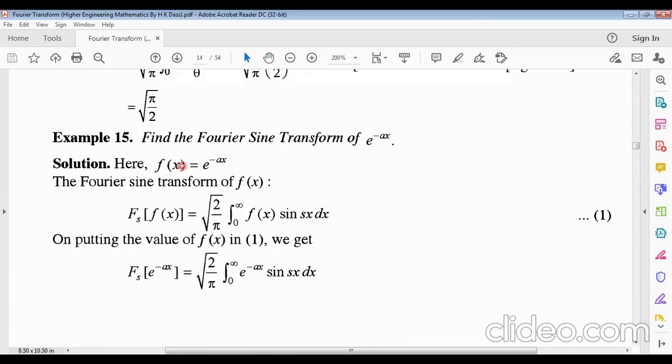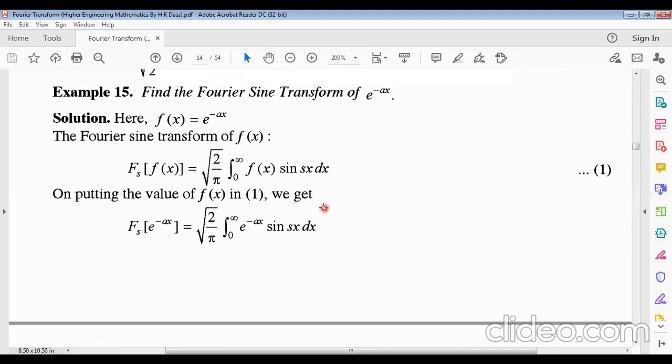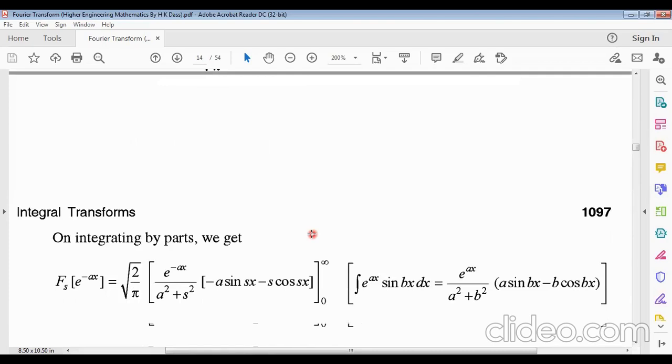Now, another example, example 15: find the Fourier sine transform of e to the power minus x. Let f of x equal e to the power minus x. Then the Fourier sine transform of f of x, using formula 1, equals root over 2 by pi, integral 0 to infinity f of x sine sx dx. Replacing f of x with this value, we get root over 2 by pi, integral 0 to infinity e to the power minus x sine sx dx.